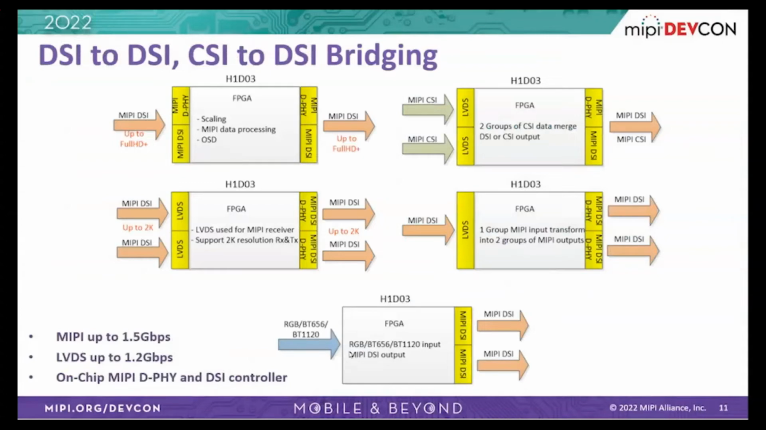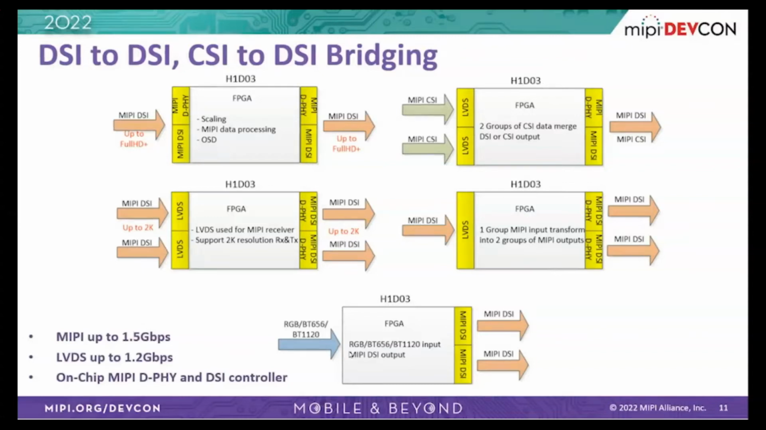And in this diagram, it shows different kinds of MIPI bridging applications on this chip. As you can see, H1D03 only has two groups of MIPI hardcore, but it can also support using LVDS to emulate MIPI D-PHY, plus some FPGA logic to do the MIPI DSI and CSI controller.